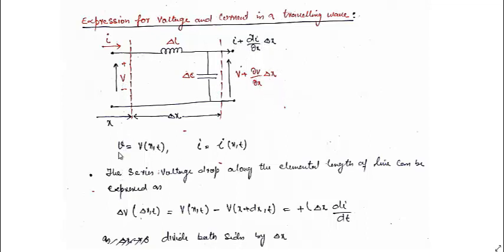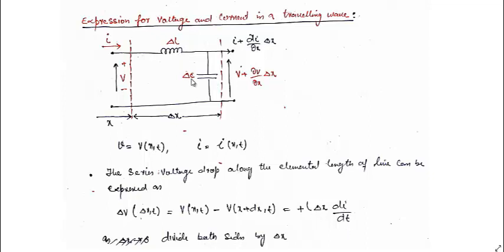So the voltage at this point as a function of distance will be given by V of x and t, and the current will be equal to small i of x and t, a function of x and t. The series voltage drop along the elemental length of the line can be expressed as: delta V, the voltage drop across this element, will be equal to the voltage of this minus the voltage of this, that is V of x, t, minus the voltage at this point, V of x plus delta x, t, and that will be equal to the voltage across the inductor, that is L di by dt. The total inductance will be L into delta x, di by dt.